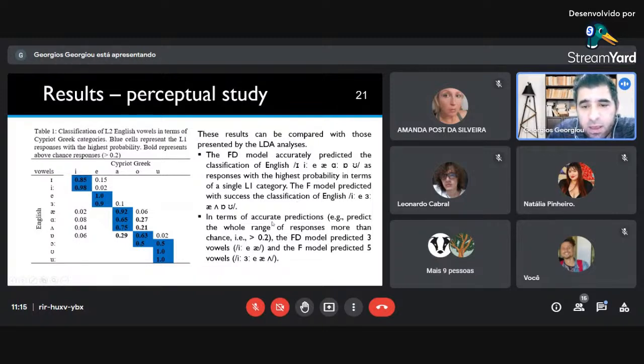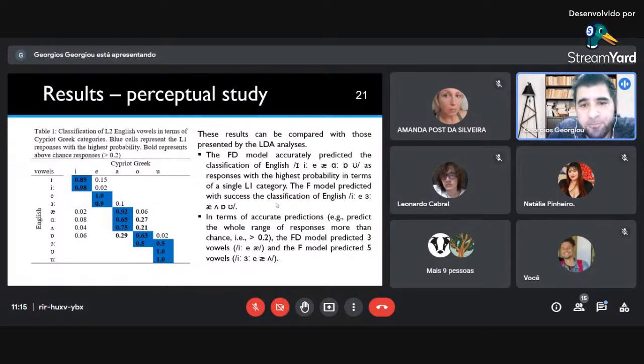11 English vowels. In terms of accurate predictions, that is those that predicted the whole range of responses more than chance, that is more than 20%, the FD model predicted 3 vowels, and the F model predicted 5 vowels. When I say more often than chance, I mean that we divide the number of responses with 100. So the chance score is 20%. So any category that had more than 20% classification meant that it goes above chance.